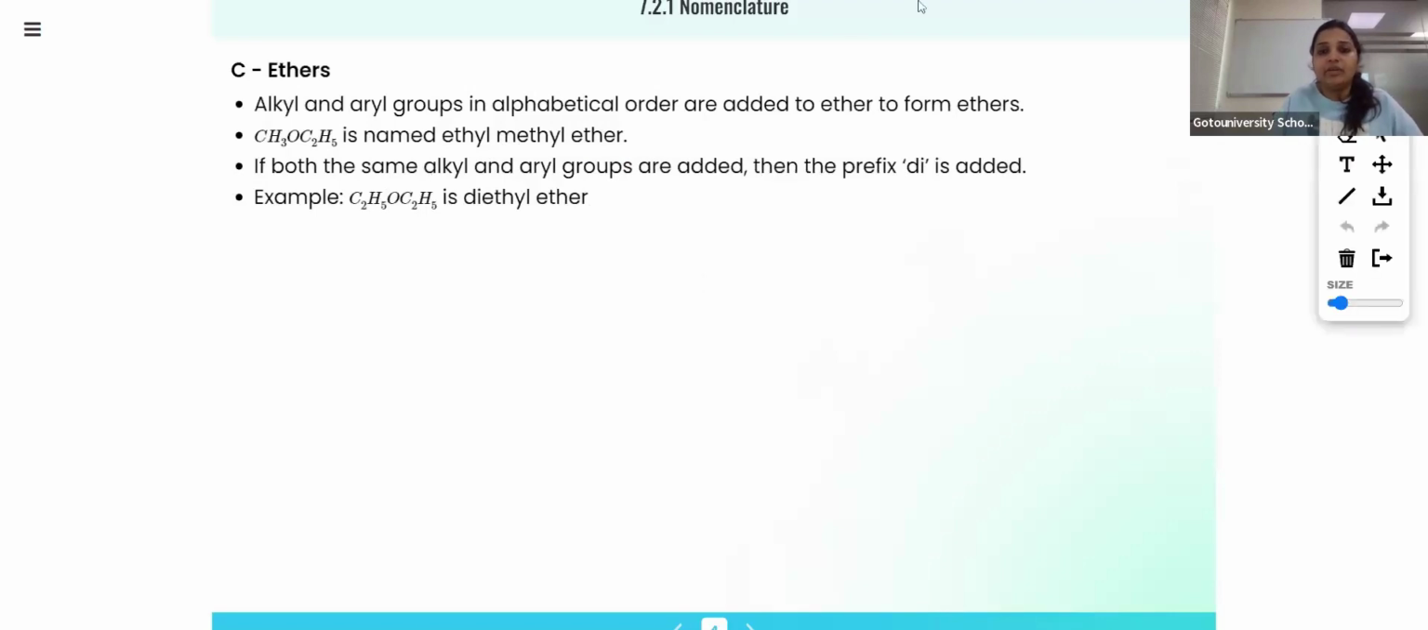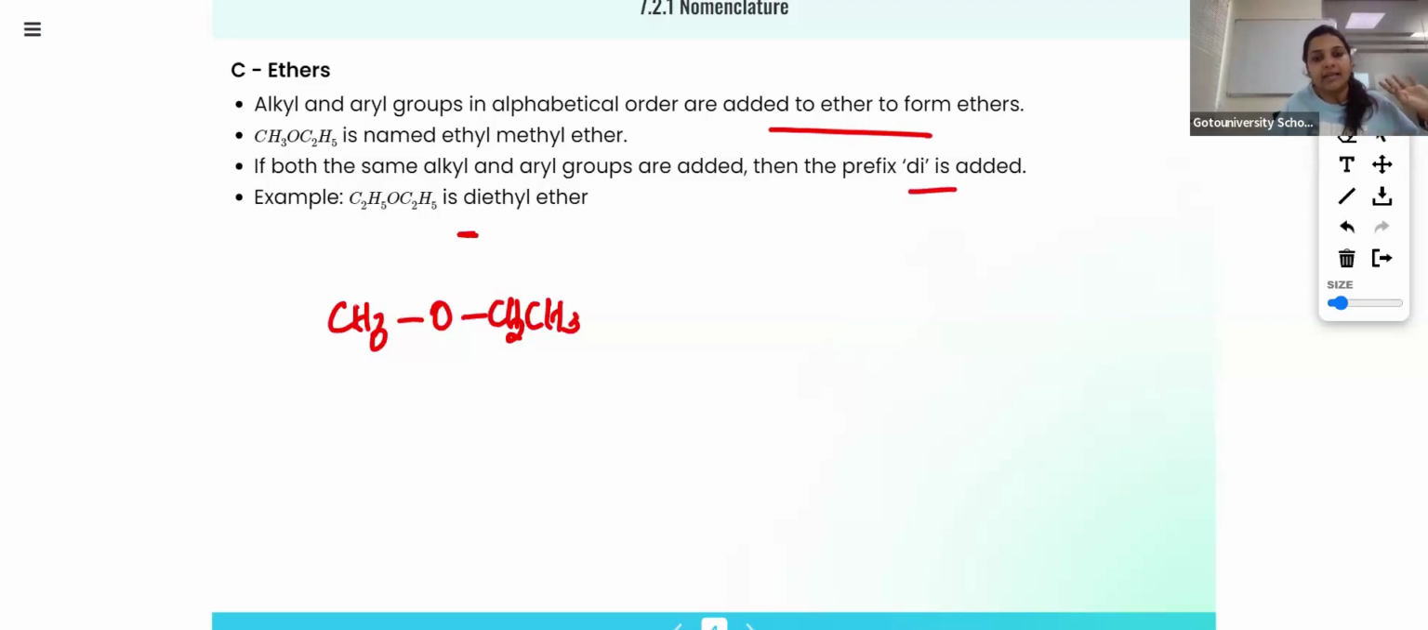And ethers, when you give a name to the ethers, the alkyl and aryl groups are added in alphabetical order followed by ether, same thing. So here, this is an asymmetrical ether, right? One side is CH3, the other side is CH2, CH3. So this compound we can name ethyl methyl ether. If the two groups are the same, you can add di, meaning diethyl ether. So you can write like that.